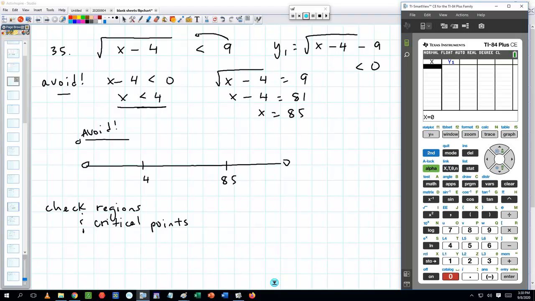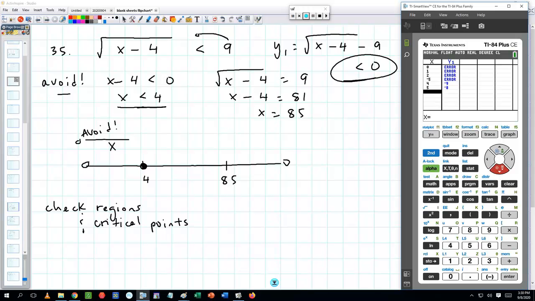How about 0? You'll get an error message. In fact, anything you check to the left of 4 is going to give you an error message. -5, error message. So you will avoid this region to the left. How about 4 itself? Since we have -9 and we're comparing up against it being less than 0, you will shade that 4.